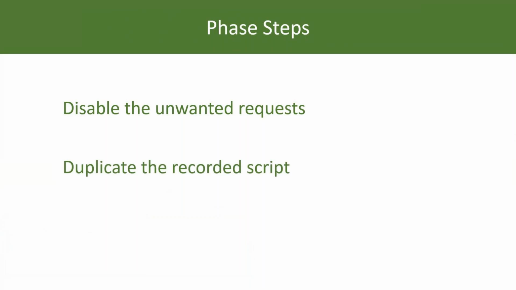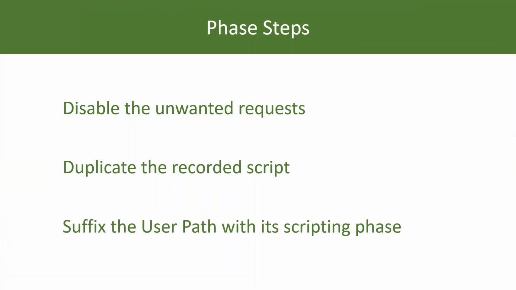There are some phase steps, so let's look at them. We will start with this: disable the unwanted requests. Unwanted requests could be, for example, that we mistakenly included some other host as a part of the script. You have to disable them. Disable the non-HTML resources or embedded resources, as they are not required, and then duplicate the recorded script. That's the first step, and then suffix the user path with its scripting phase. I'll show you what this means.